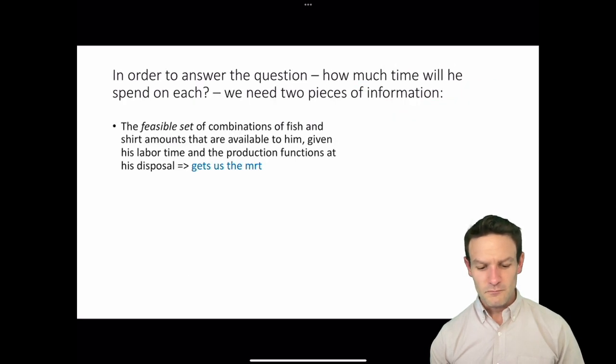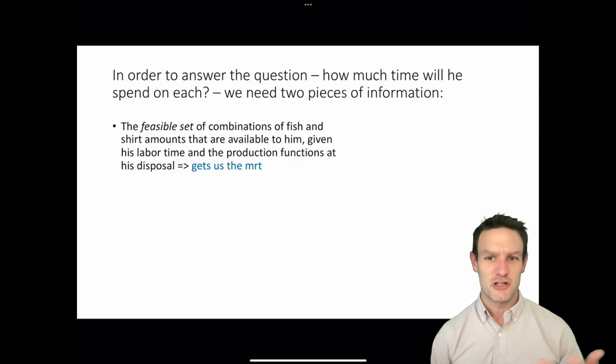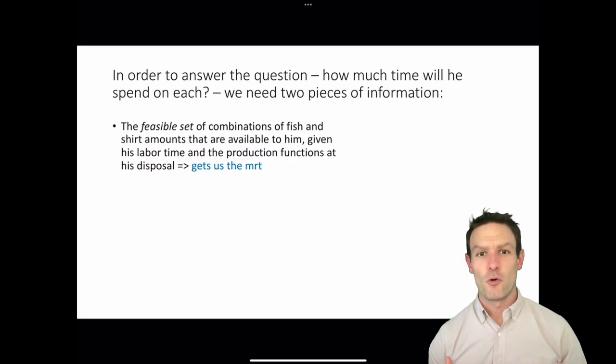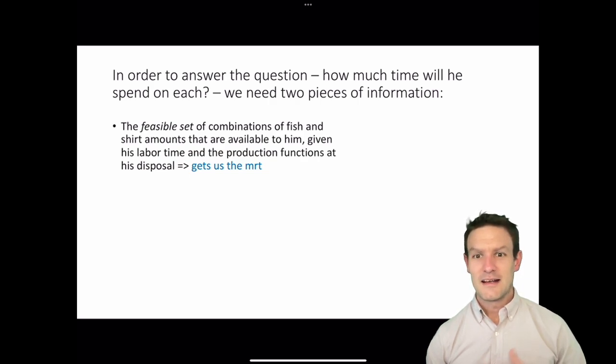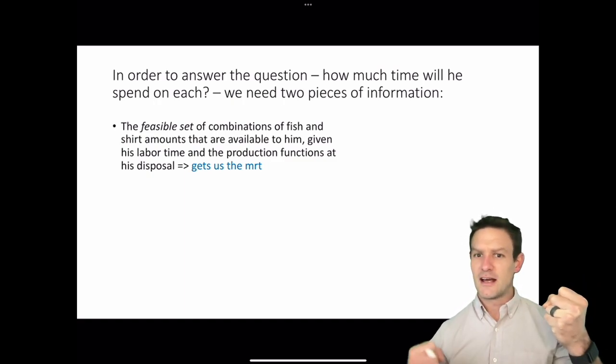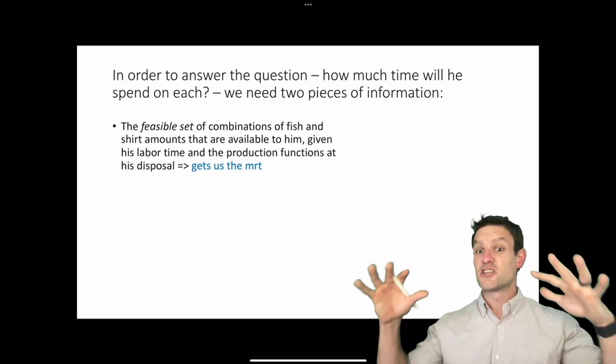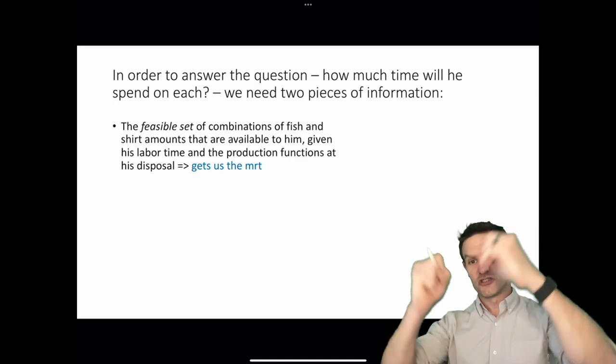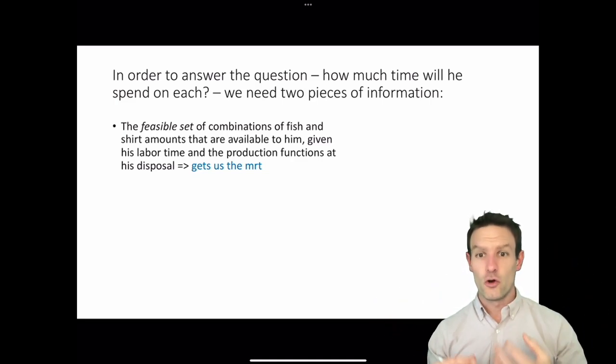Okay, so in order to answer this question, how much time he'll spend on each activity, either fishing or shirt production, we have to have more information. Firstly, we're going to have to think about the feasible set of combinations of fish and shirts amounts that are available to him given his labor time, and the production functions at his disposal. Now that is going to end up giving us the MRT. So once I know how much time I can spend on shirts and how much time I can spend on fish and how I engage in the production of either of those things, those are going to result for me in the production possibilities frontier. Those are then going to produce this marginal rate of transformation of shirts into fish or fish into shirts.